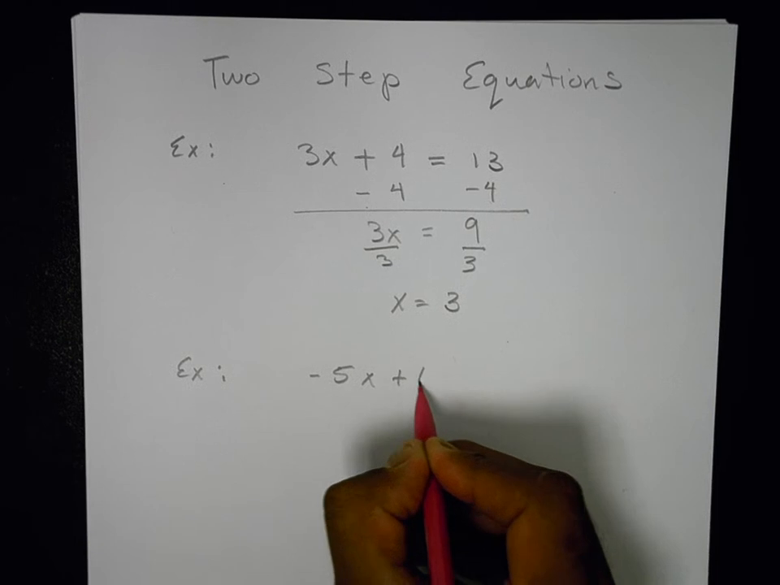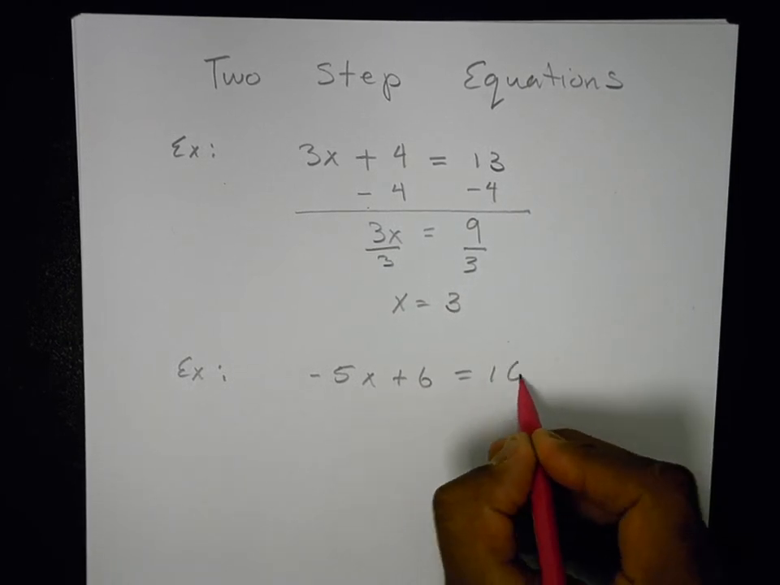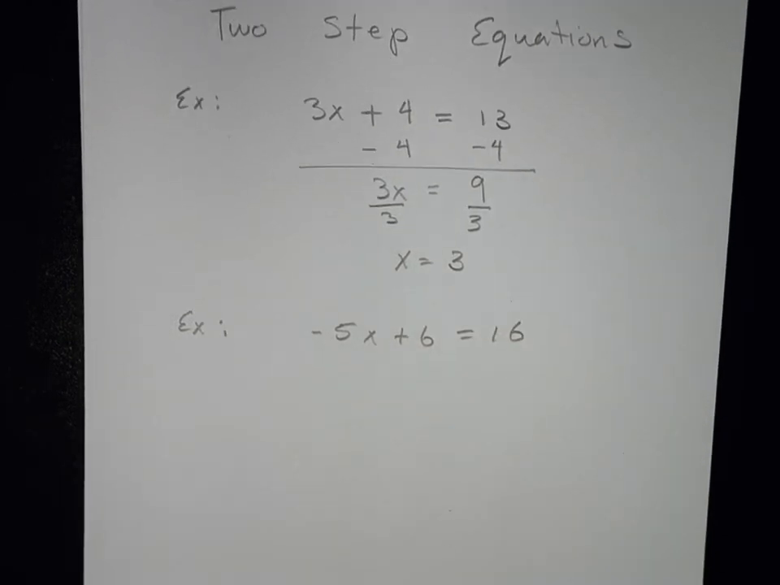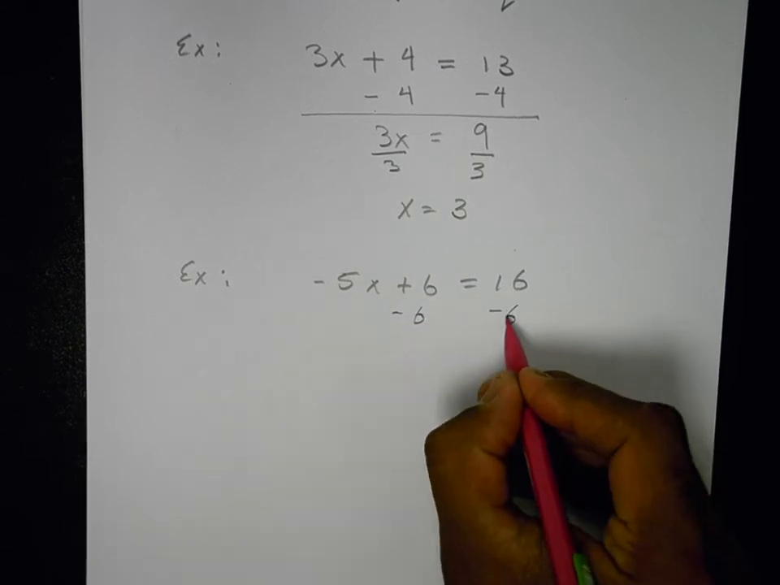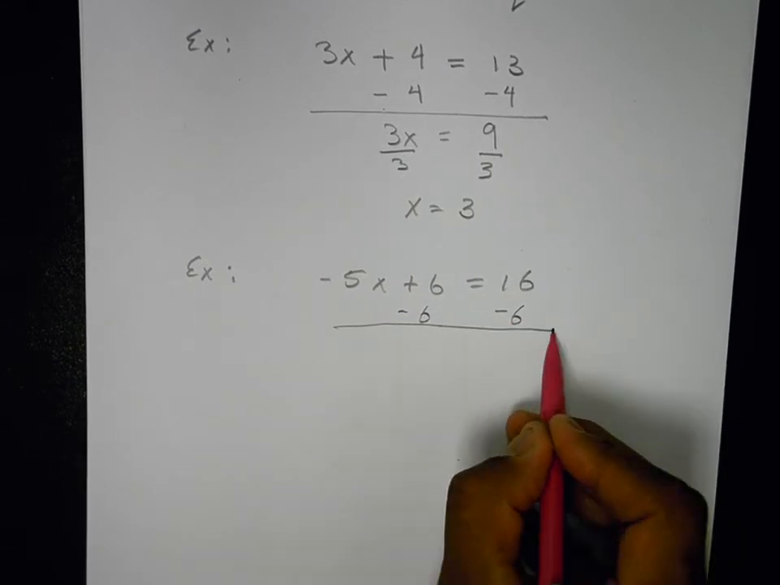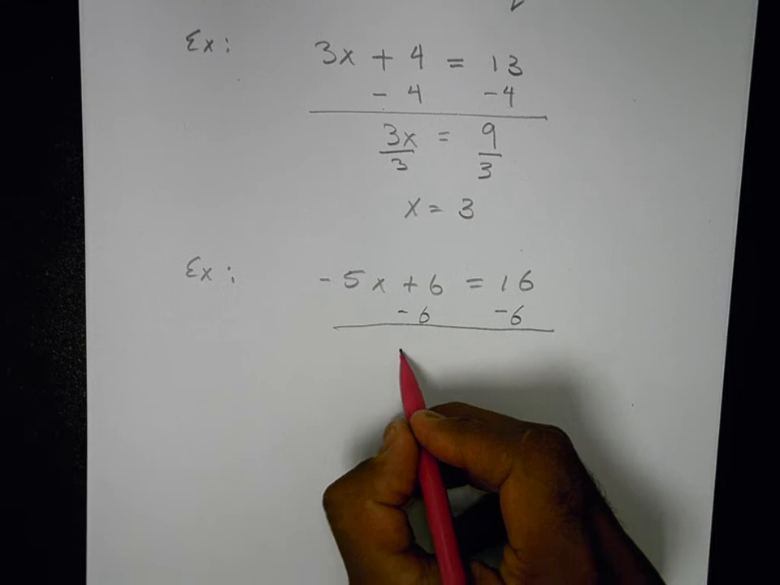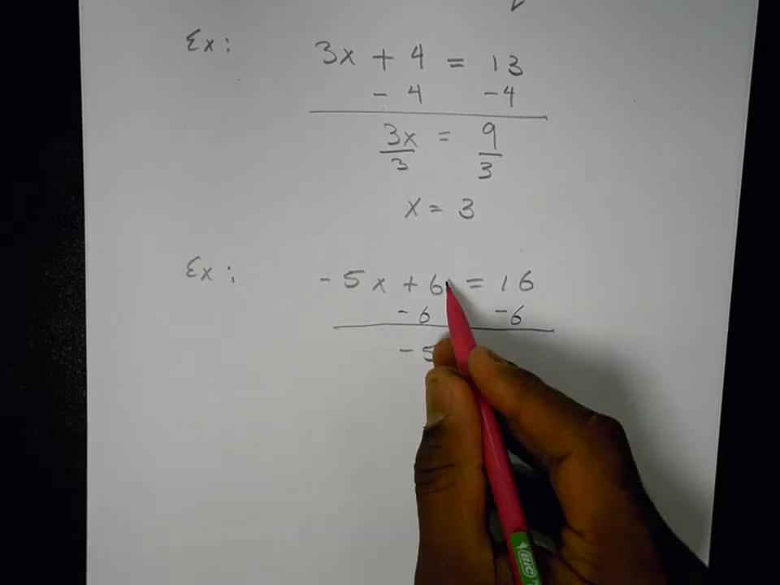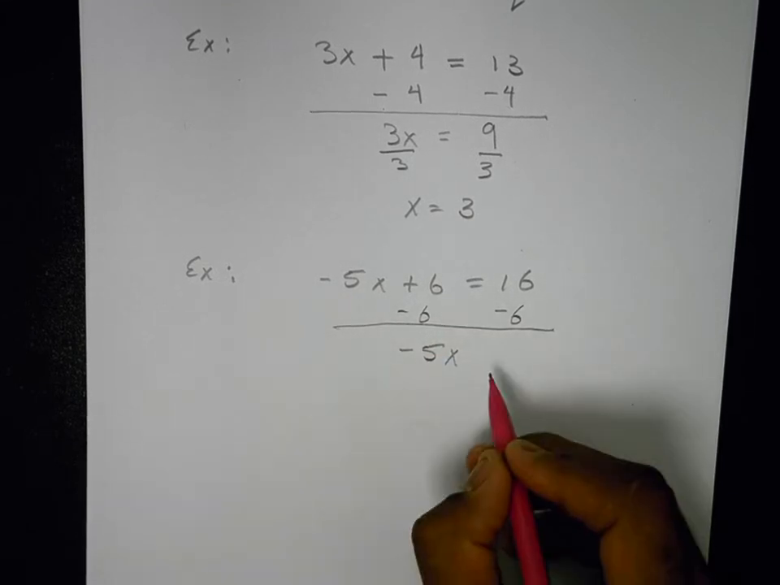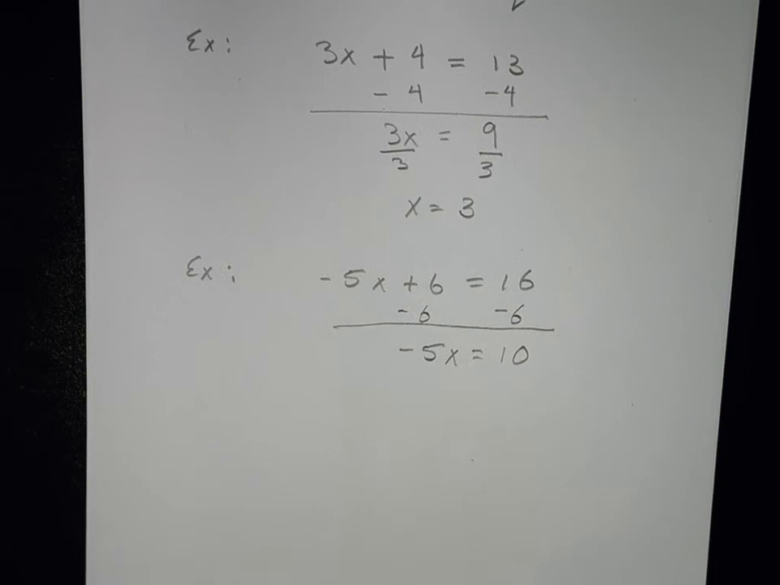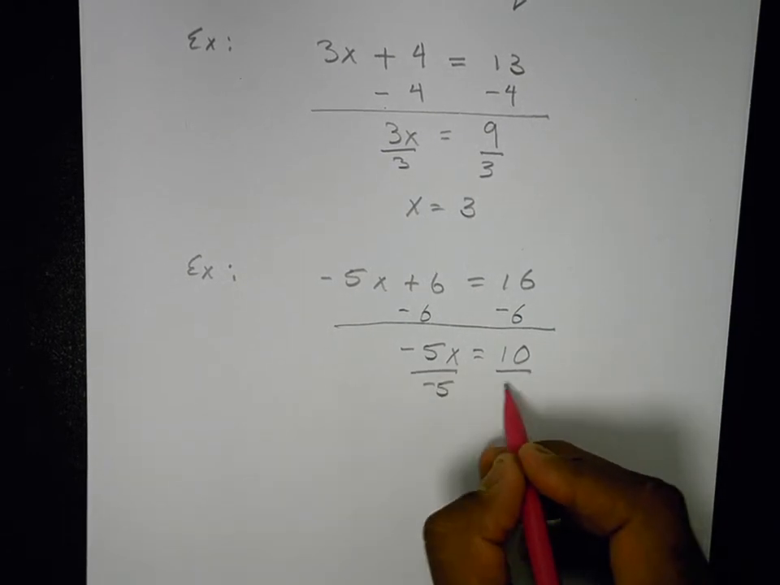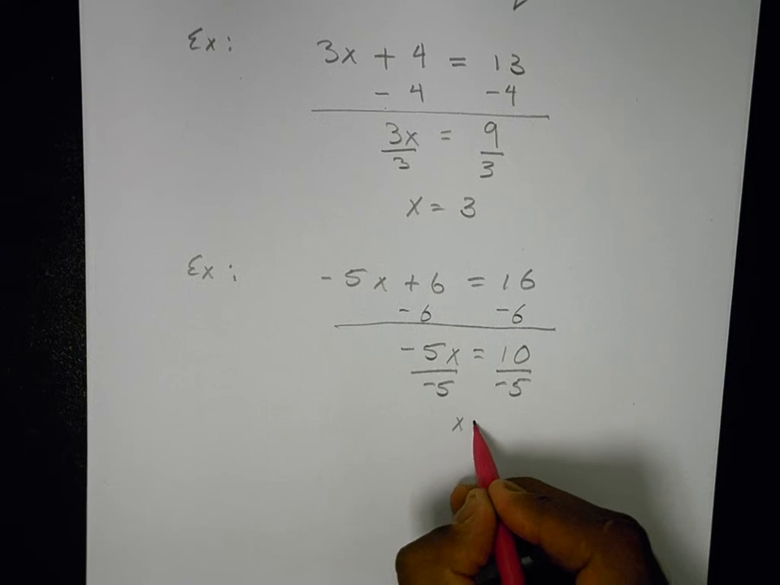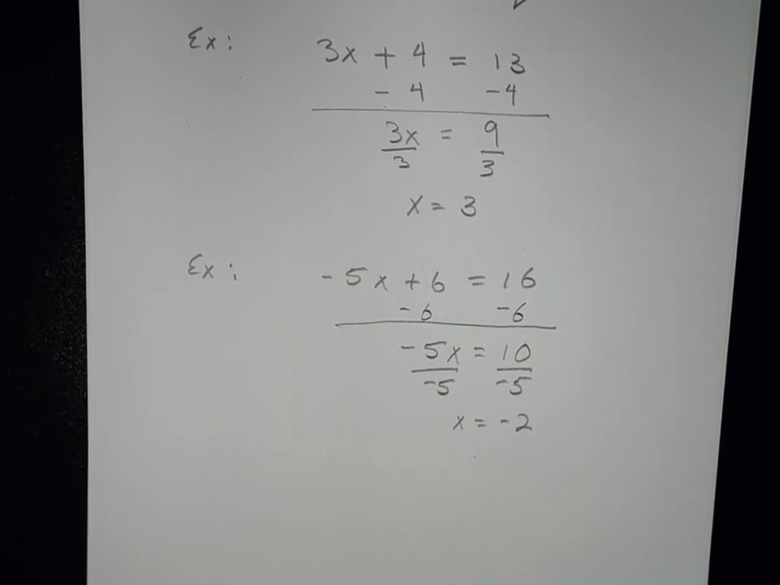Negative 5x plus 6 equals 16. In this case, I will subtract a 6 first. Alright. Those are opposites, they add to 0. Then I'll divide, and x equals negative 2.